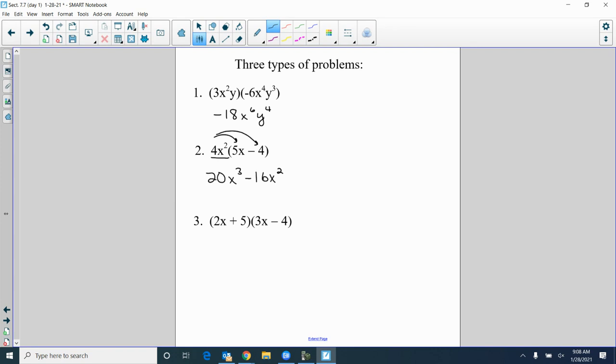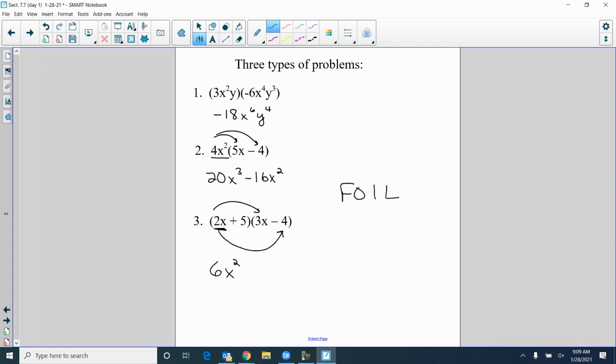Now when we come to the last one, we got to use that special method, which we label as FOIL. You just need to be able to recognize first, outer, inner, last. That means I take the first term, the 2x, times both the 3x and the negative 4. All right, Zane, what's the first 2 terms going to be? What's 2x times 3x? That's 6x. Oh wait, no, to the second. Thank you.